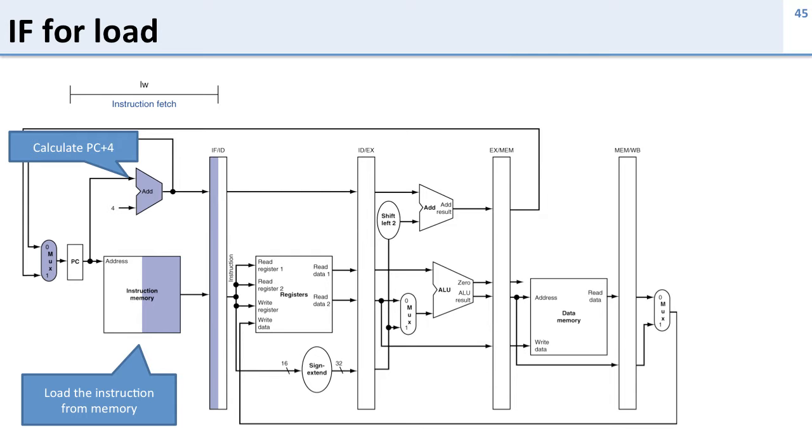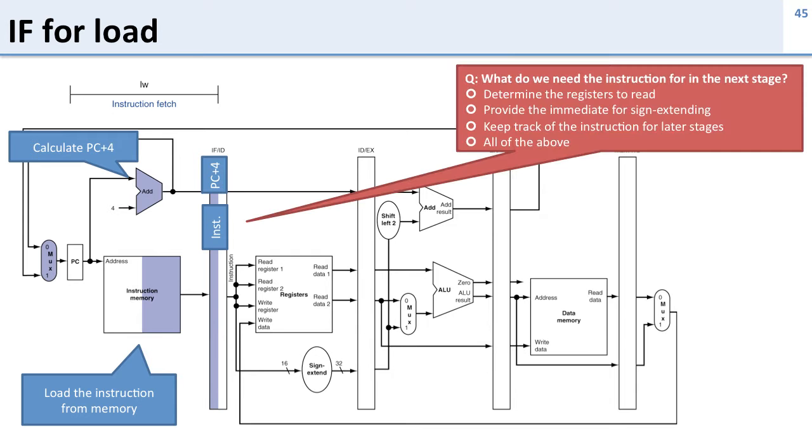So what are we going to store in the pipeline register? Well, we're going to store the PC plus 4 we just calculated, and we're going to store the instruction that we just loaded. So here's a question. Why do we need the instruction in the next stage?